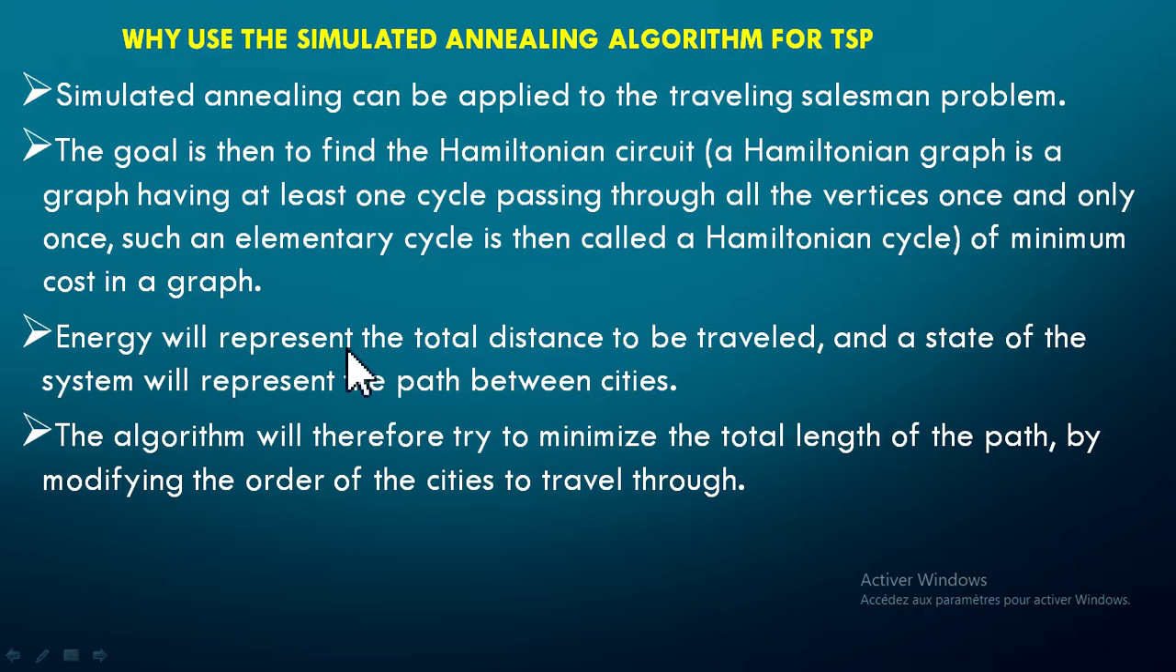Energy will represent the total distance to be traveled, and a state of the system will represent the path between cities. The algorithm will therefore try to minimize the total length of the path by modifying the order of the cities to travel through.